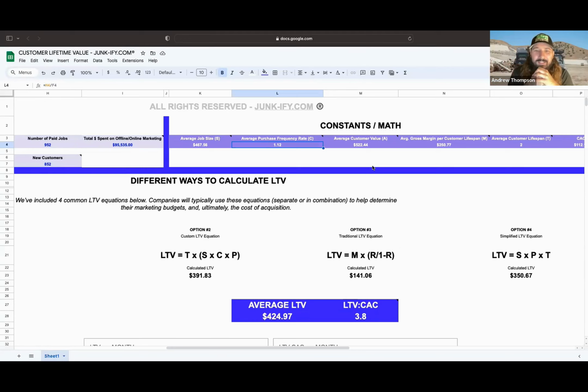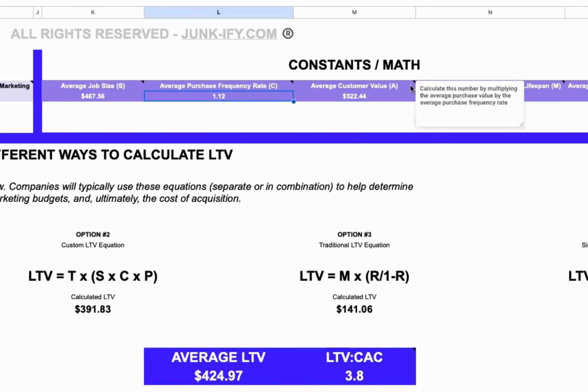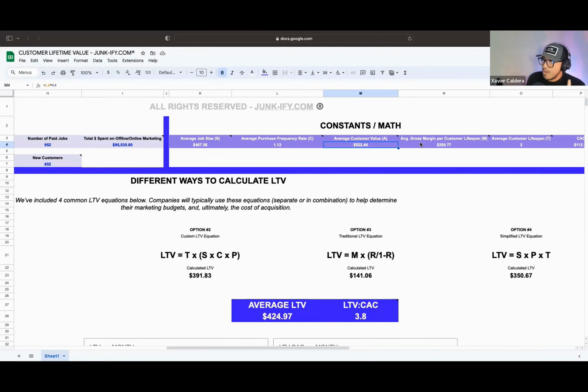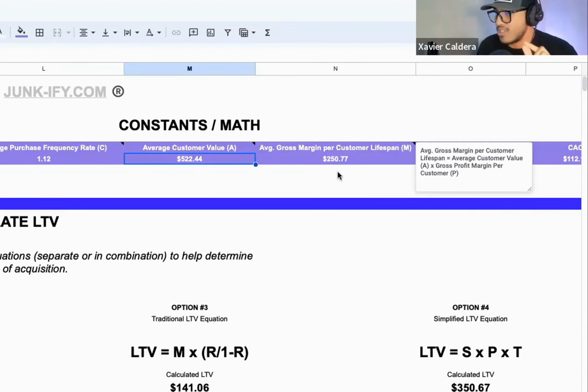So keep going. Perfect. So then we have the average customer value, which is the letter A. You calculate this number by multiplying the average purchase value by the average purchase frequency rate. Then you need the average gross margin per customer lifespan. This is the average margin per customer lifespan, equal to the average customer value, which is the letter A, times the gross profit margin per customer.